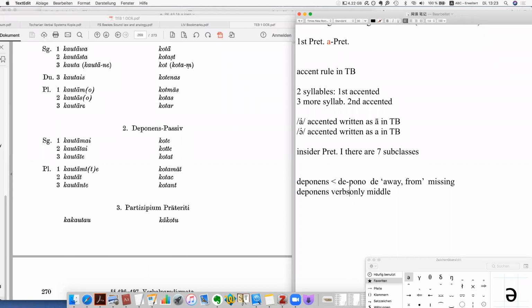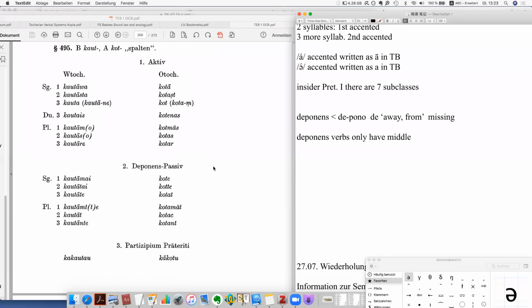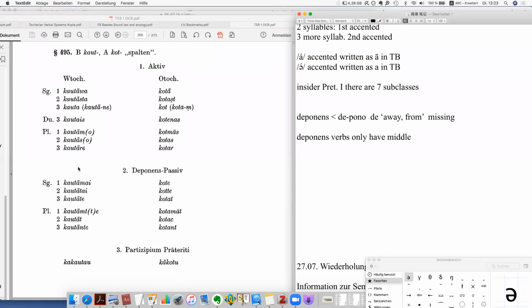So deponent verbs only have middle forms. But actually in Tocharian you can see it has both, right? Kautawa is active and kautamai is middle, and this mai tai looks quite similar to Sanskrit, right?